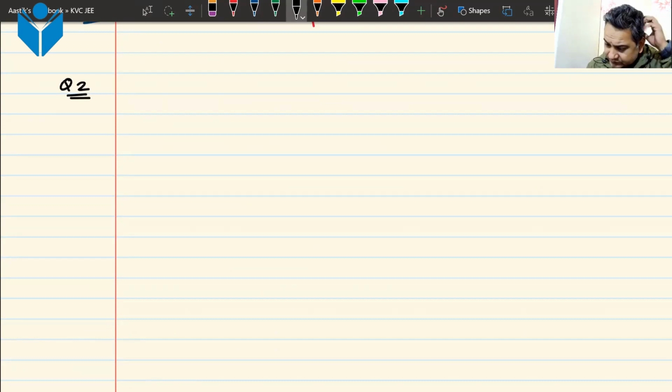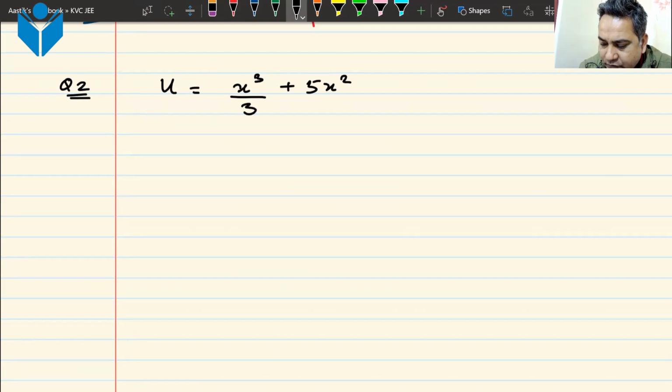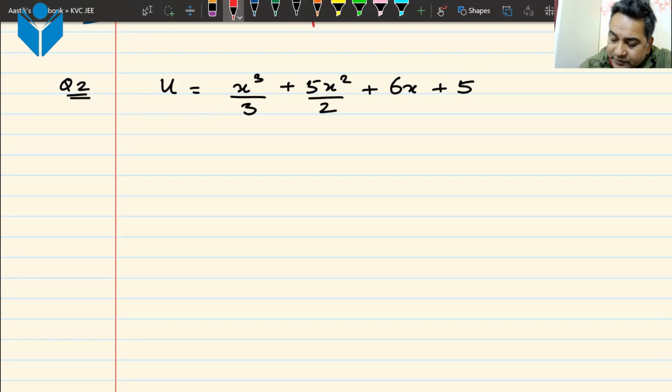And what is the question? Again, I have an energy function, U is equal to x cubed by 3 plus 5x squared by 2 plus 6x plus 5. Again, the question is same. Find out the points of equilibrium and find out what type of equilibrium it is. I'm not writing the entire question, saving my time so that you can have time to solve this. Your time of 2 minutes starts now.